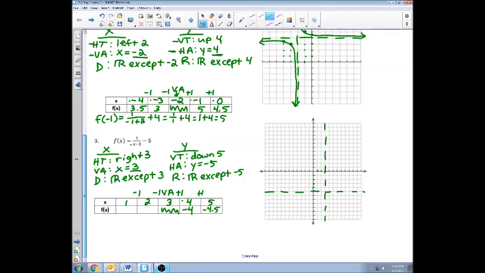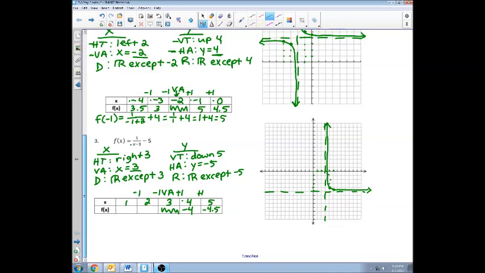Then from here, I want to go ahead and plot those points real quick. So I go to 4, 1, 2, 3, 4, down to 4, 1, 2, 3, 4. There's my first point. Then I go to 5 and 4.5. There's my second point. Go ahead and graph my top section.